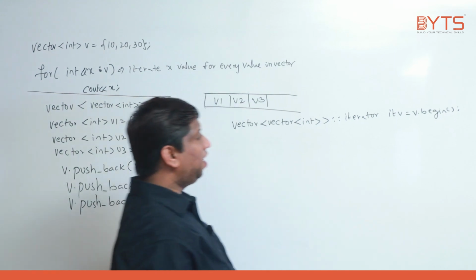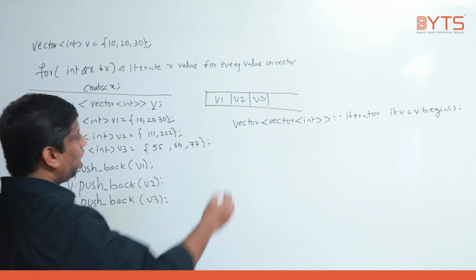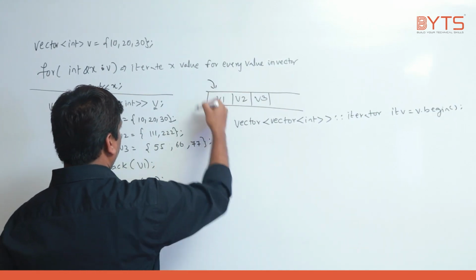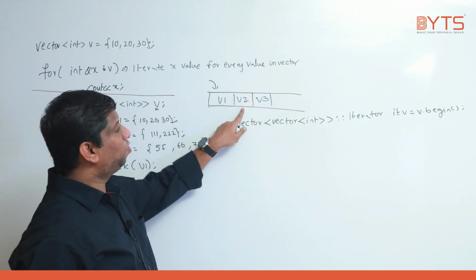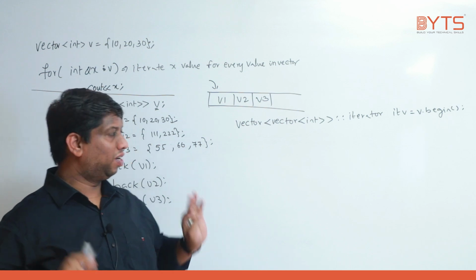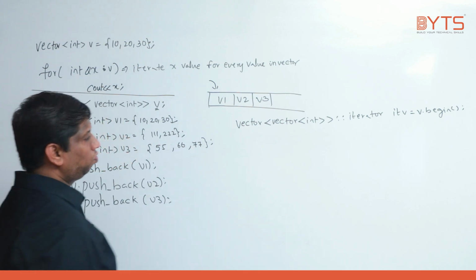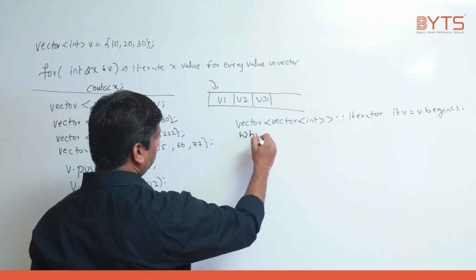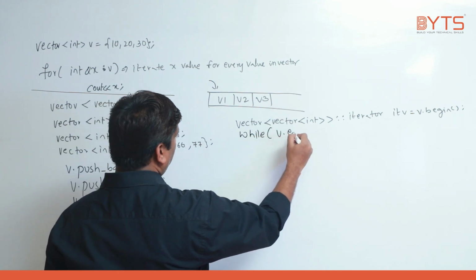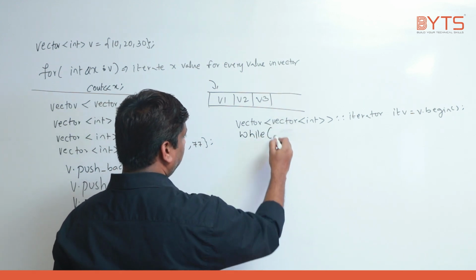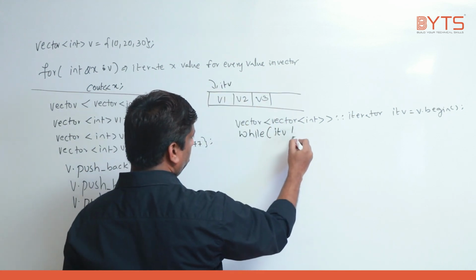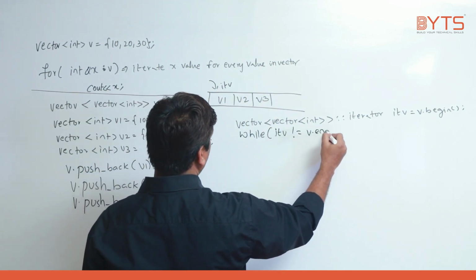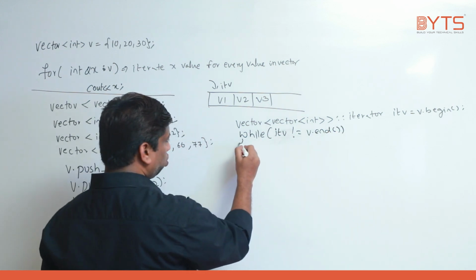Okay, now itv will contain what? Iterator to my vector. The first element is what? Vector. The second element is also a vector. The third element is also a vector, right? So what will I do? Same thing. While v.itv, this is itv, right? Not equal to v.end. If this condition is true, I will come inside.